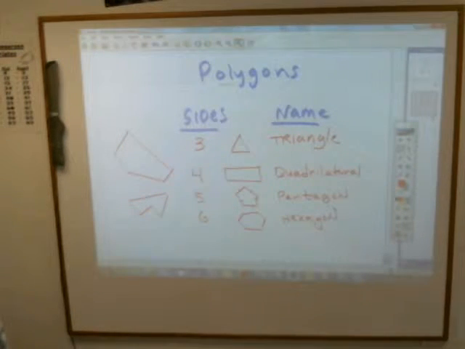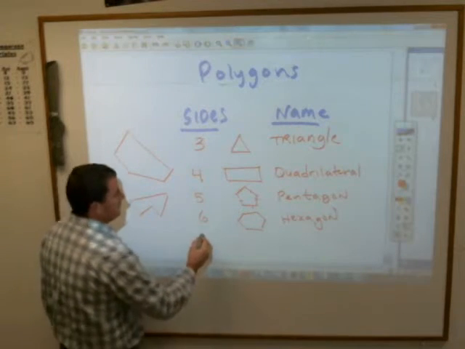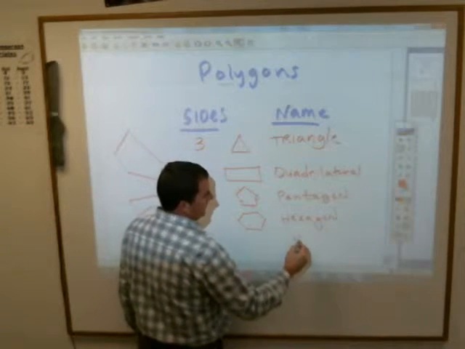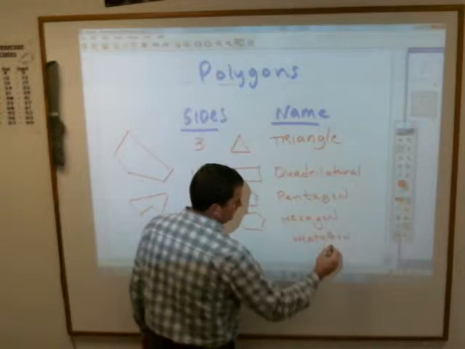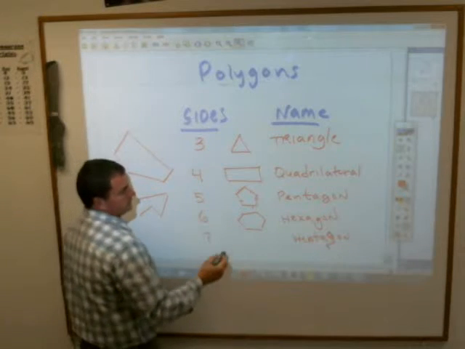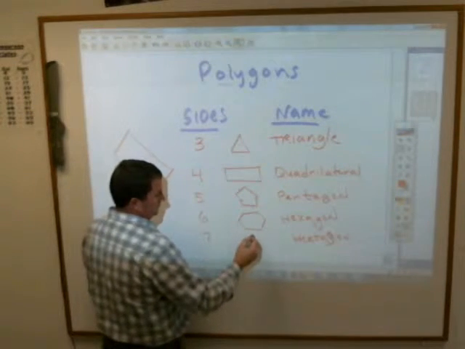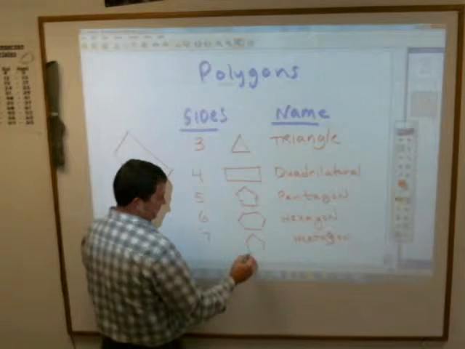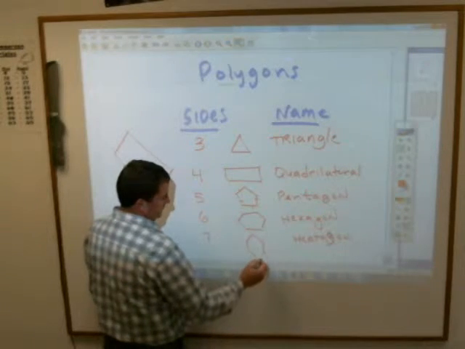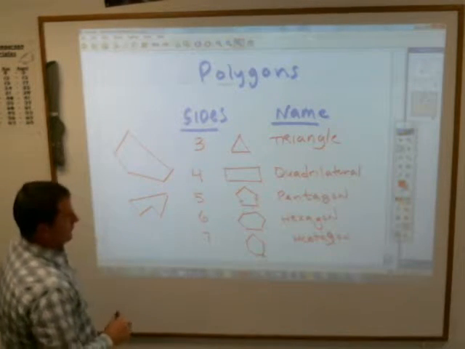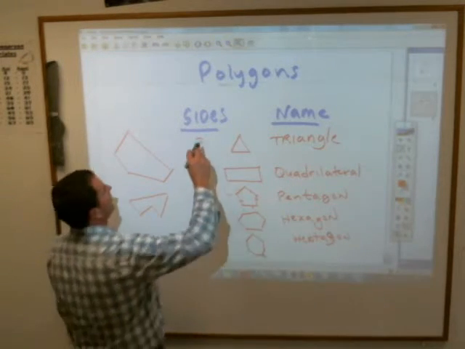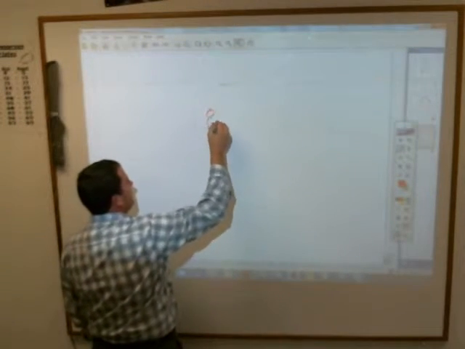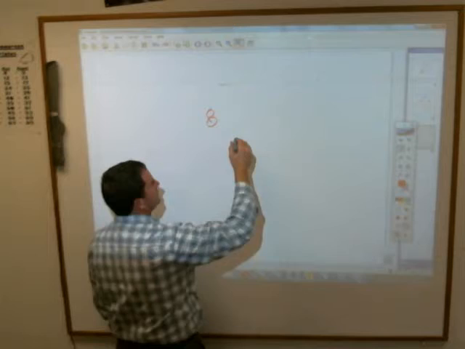The next one is the 7-sided shape, which is a heptagon. You can make it look any way you want. 1, 2, 3, 4, 5, 6, 7. Whatever has 7 sides is a heptagon. Moving on here.